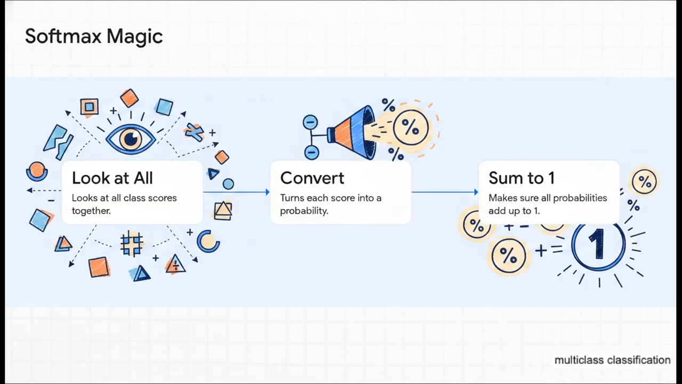Let's break that intimidating formula down into 3 really beginner-friendly core functions. First, softmax looks at all the class scores together as a group rather than in isolation. Second, it turns each individual raw score into a positive probability. And third, and honestly this is the absolute magic of softmax, it mathematically enforces that all of these probabilities will always add up to exactly 1.